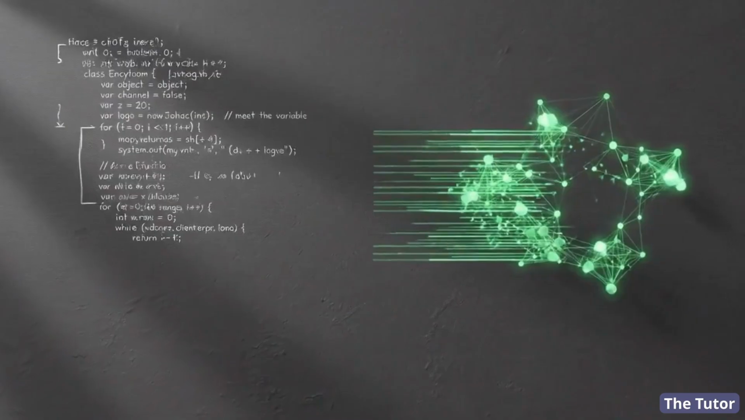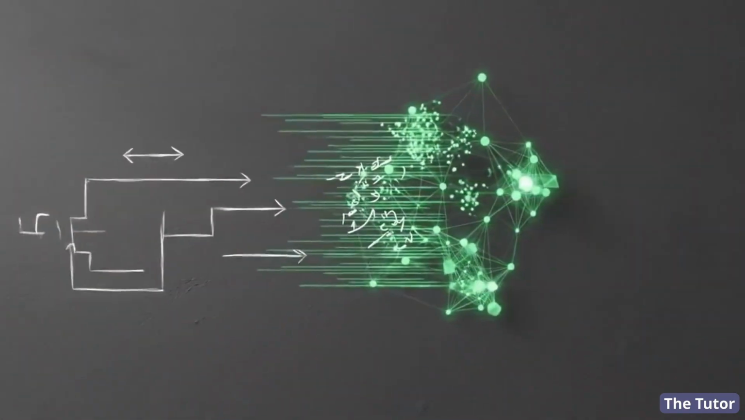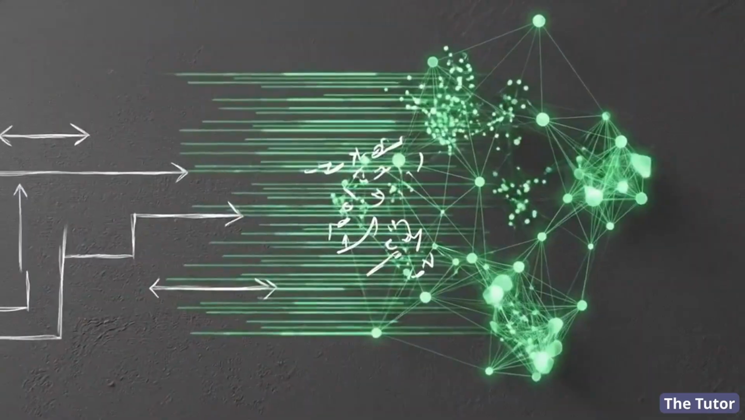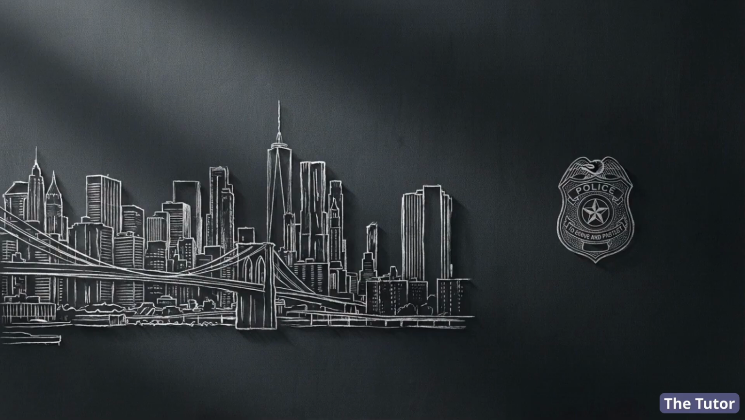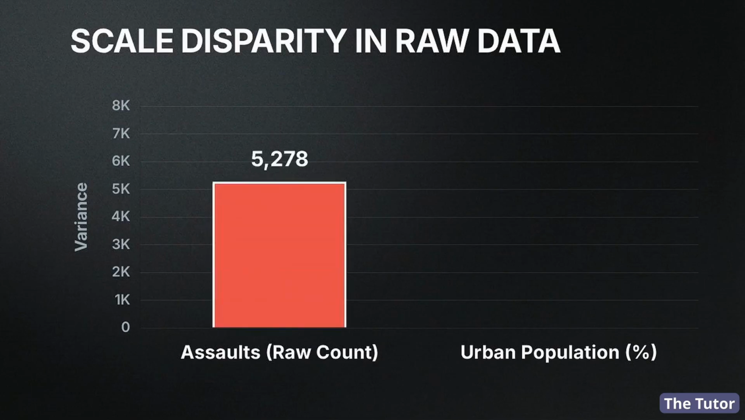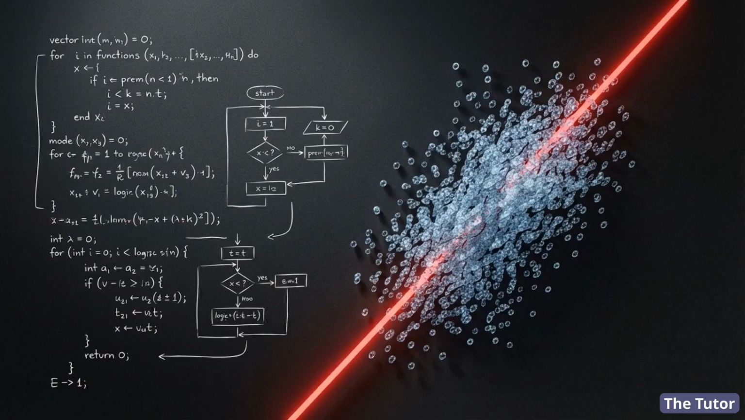Unsupervised learning searches for the hidden structure in unlabeled data by translating code into rigid geometric transformations. Consider a raw dataset comparing state crime statistics. We are looking at variables with vastly different units and scales, like comparing the raw count of assaults to a percentage of the urban population.